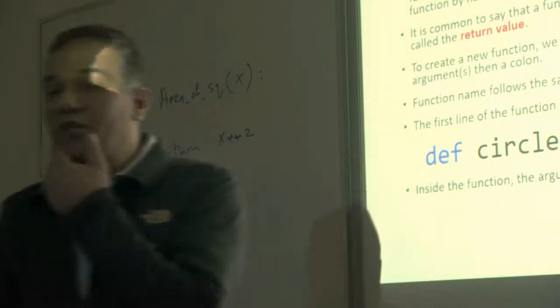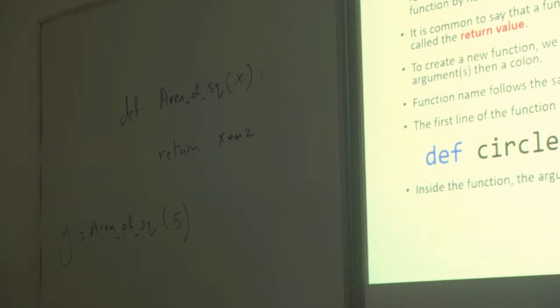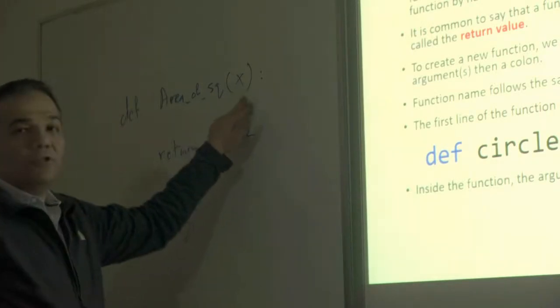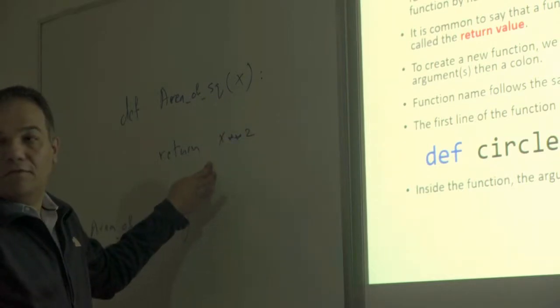Now, functions inside a class, what do we call them? Methods. Okay? Methods. It's the same thing. We call them methods. Any function has a name, has parameters, and has a return value.